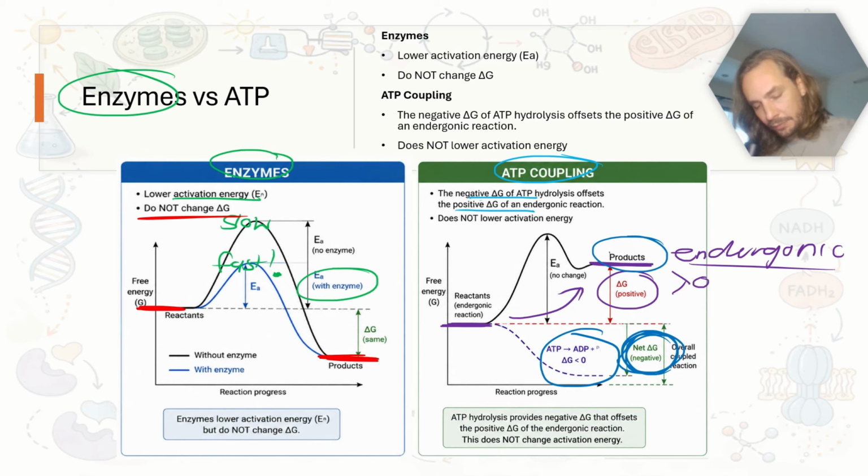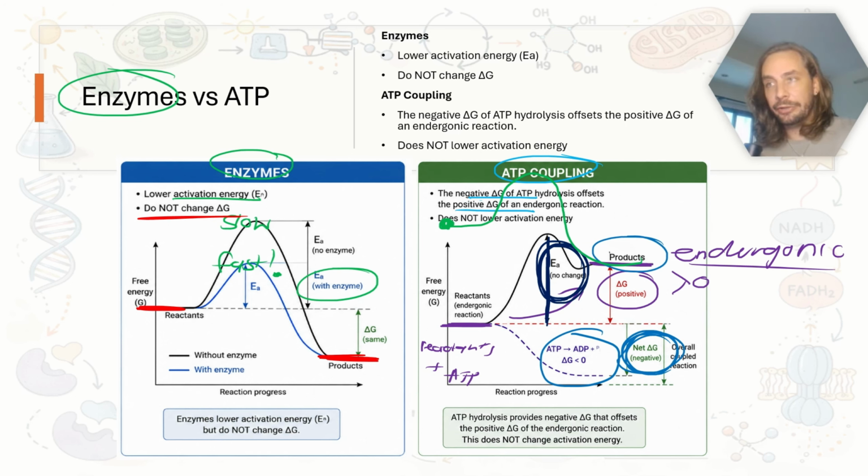But what is important to know is that this activation energy required does not change. Because what I'm essentially doing is taking the reactants and phosphorylating them with ATP, and that moves them into a higher energy state. But this activation energy, the energy required as input, stays the same. It's enzymes that change the activation energy.